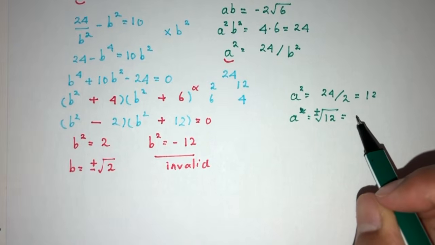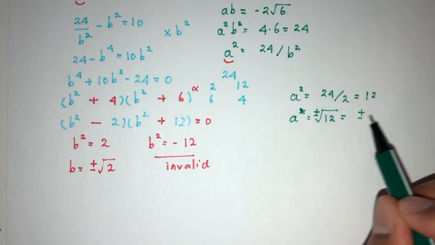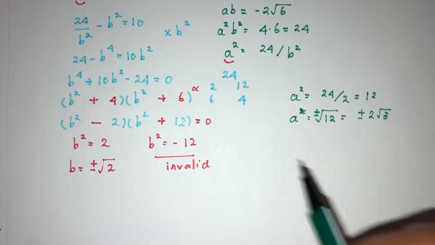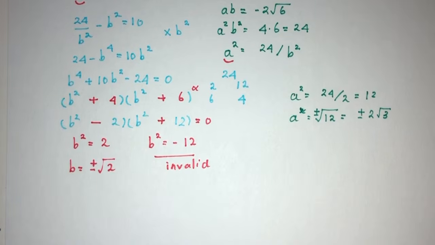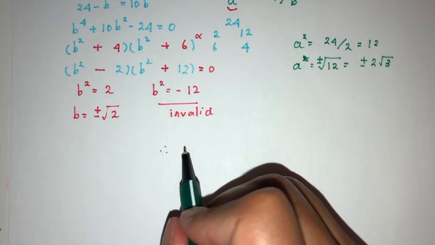But let's simplify this. 12 is 4 times 3. Root of 4 is 2. So that will be plus minus 2 root of 3. This is the value of a as well. Okay, so pretty easy. Now we can just replace back. You will have u.